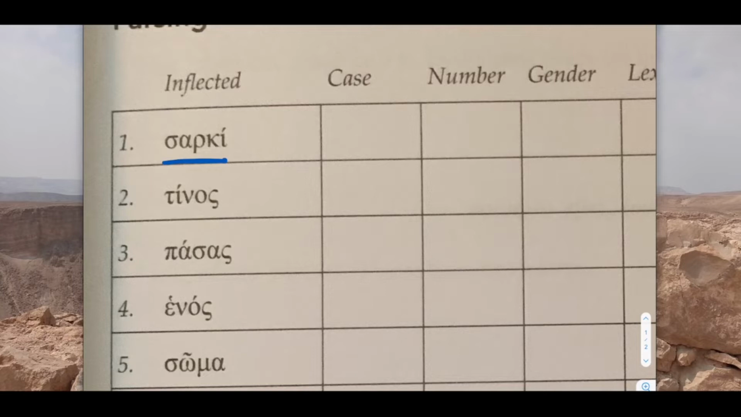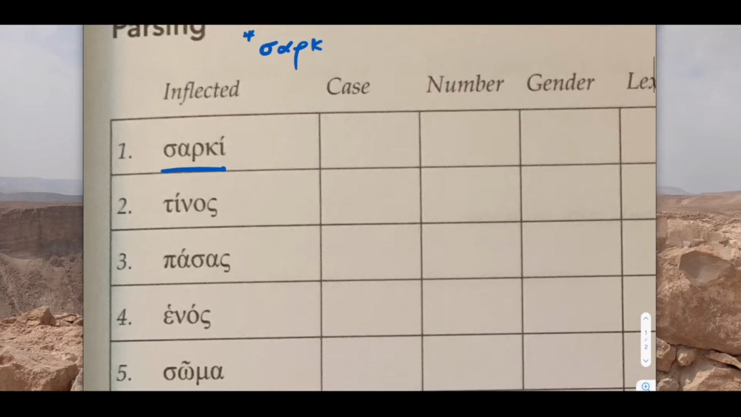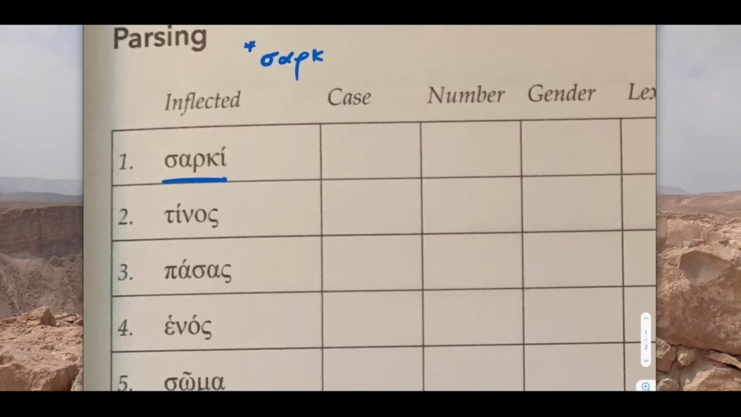Well, what we want to do is remember, if I did my memorization work, that sark is the root. And because it's a stem that ends in a consonant, there's our kappa, it is then necessarily what we call a third declension noun. It's a third declension. And what we learned then is with a third declension noun, the iota from the dative singular does not subscript.